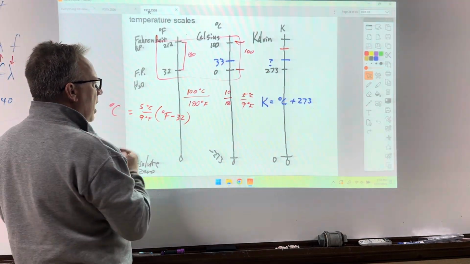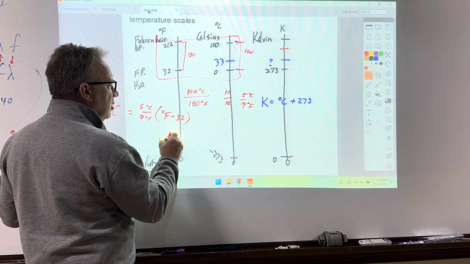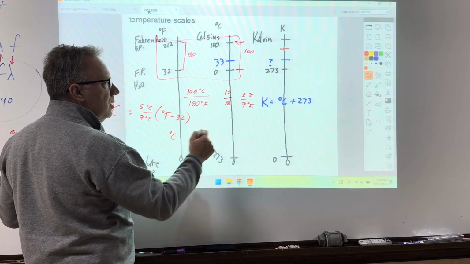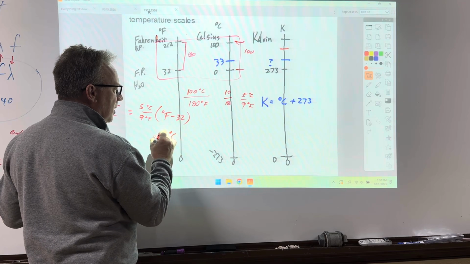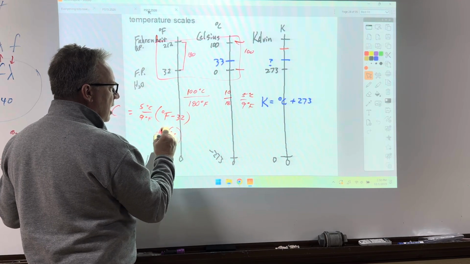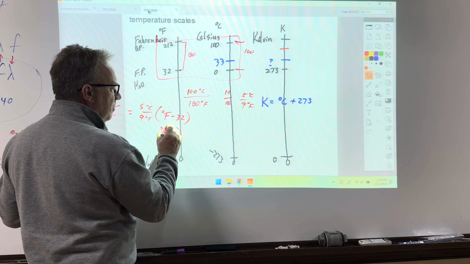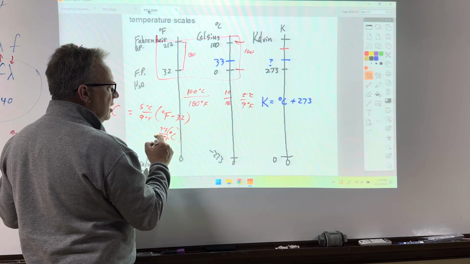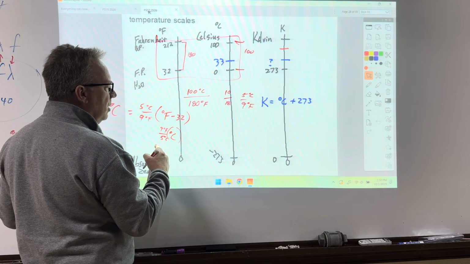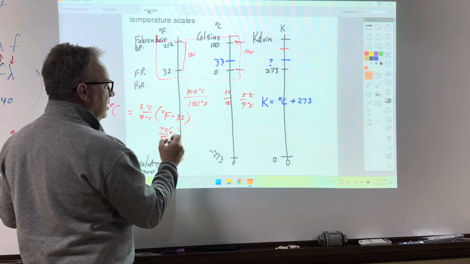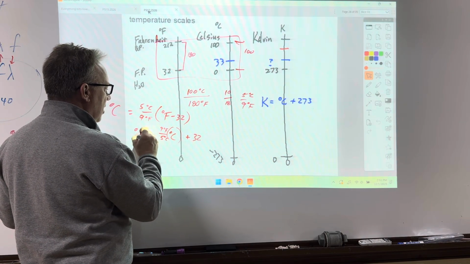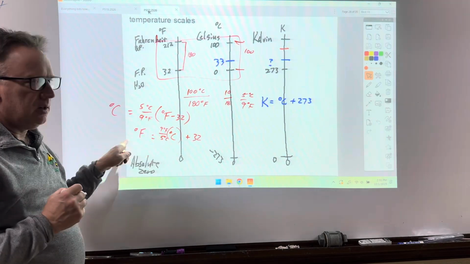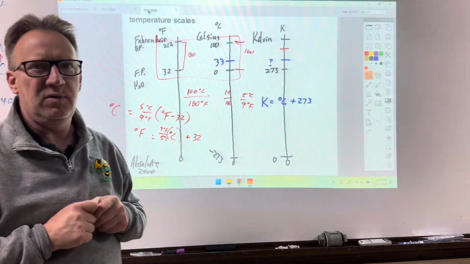Let's do it the other way around. If you take your degrees Celsius temperature and you put 5 degrees Celsius on the bottom and 9 degrees Fahrenheit on the top, Celsius cancels, and then you have Fahrenheit, and then when you add 32, you can get the Fahrenheit temperature by converting Celsius to Fahrenheit. So that's where you get the 9/5 and the 5/9.